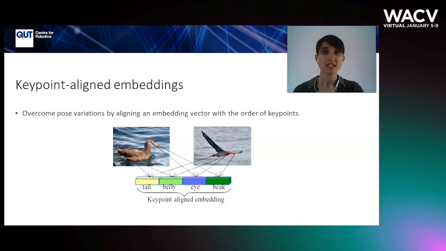To overcome this limitation, we propose to align the image embedding with a predefined order of key points. More specifically, we learn a keypoint-aligned embedding that consists of subvectors where each subvector encodes a specific key point. For example, for the bird, the embedding has subvectors which encode tail, belly, eye, and beak.